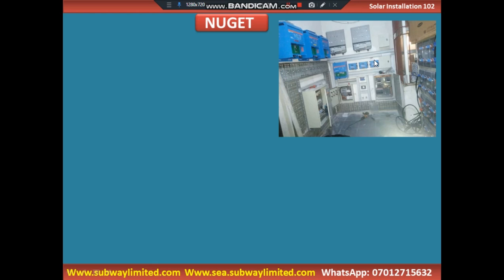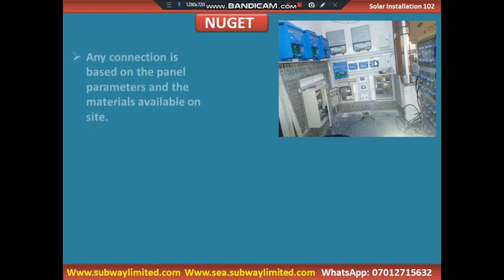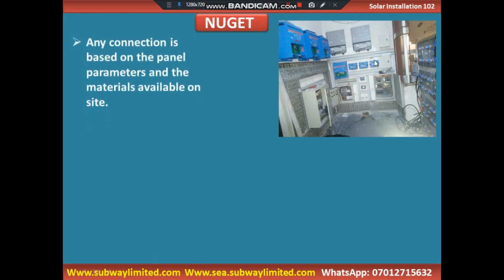You have to consider the availability of other materials on site. That is the number one thing you have to consider. What is the rating of the solar panel that you want to connect, and how do you correlate it with other components that you have on site? So any connection is based on the panel parameters, that is the solar panel nameplates that we talked about before.